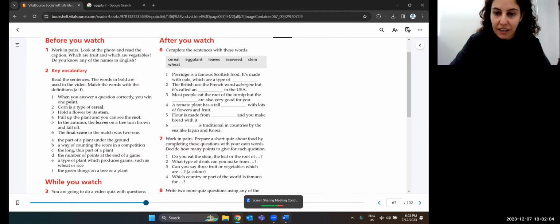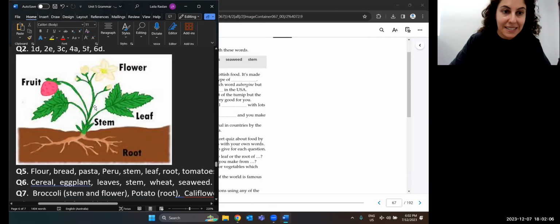So remember, I'll show you the image again. Stem, leaves or leaf, singular, root, and then the fruit. So tomatoes have a long stem. A tomato plant has a tall stem with lots of flowers and fruit, the tomato.